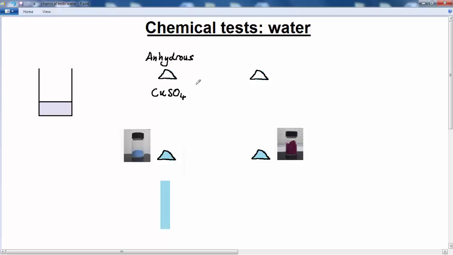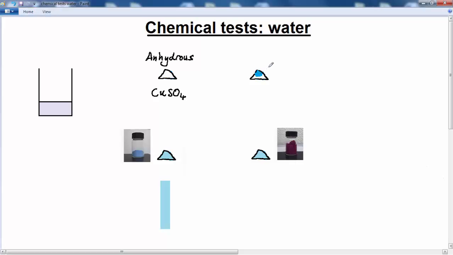What will happen is, if this is water, then the water will be absorbed into the crystalline structure of the copper sulfate and cause it to change colour. And it's changing colour because water of crystallization is now entering into the lattice structure of the copper sulfate.